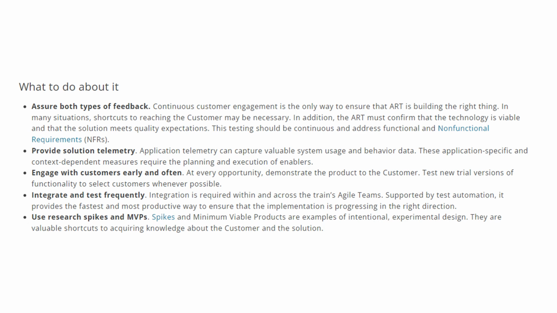Integrate and test frequently. Integration is required within and across the train's agile teams. Supported by test automation, it provides the fastest and most productive way to ensure that the implementation is progressing in the right direction. You can use research spikes and MVPs. Spikes and minimum viable products are examples of intentional experimental design. They are valuable shortcuts to acquiring knowledge about the customer and the solution.